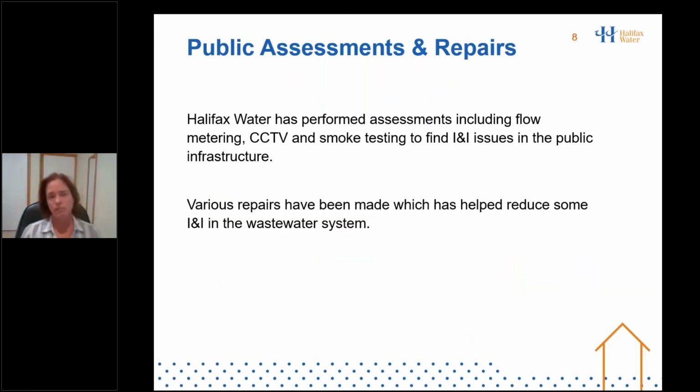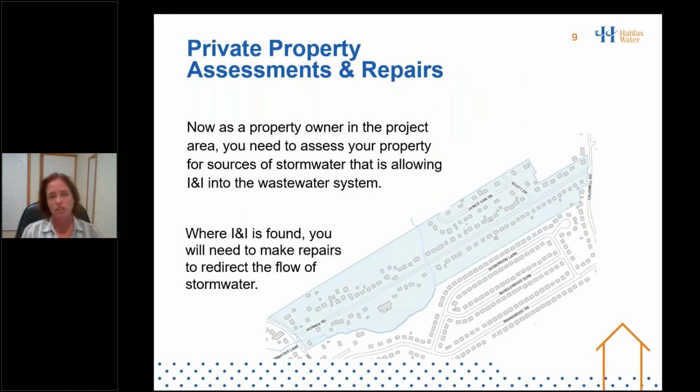Halifax Water has been performing various assessments, including flow metering, closed circuit television videos, CCTVs, and smoke testing to find I&I issues in our public infrastructure. Various repairs have been made, which has helped reduce some of the I&I in the wastewater system. Now we are looking to you as property owners in this project area to look across your property and assess for sources of stormwater that may be entering the wastewater system. Where you find I&I, we're asking you to make repairs and redirect the flow of stormwater out of the wastewater system.